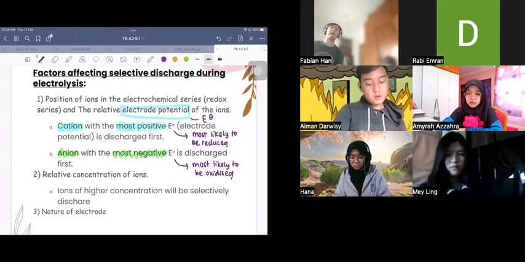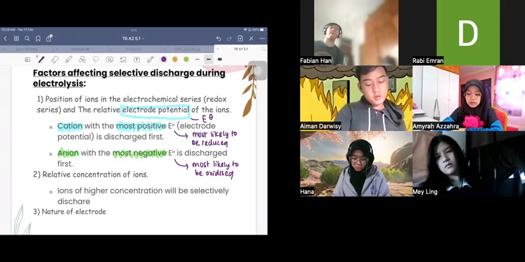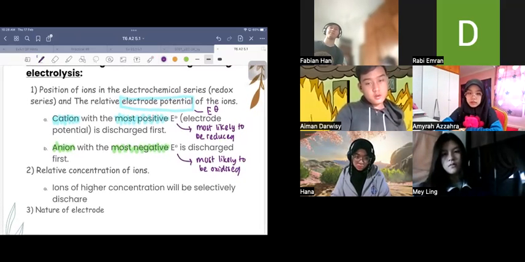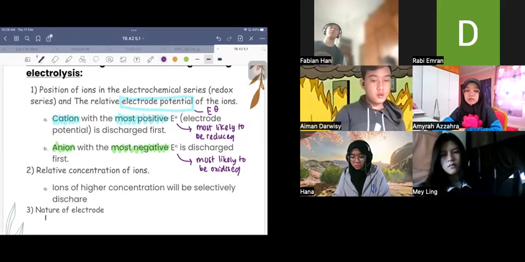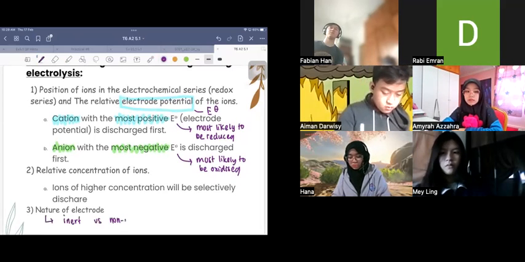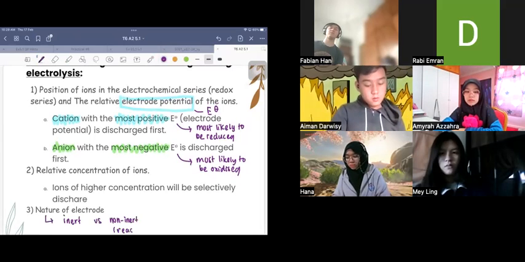The second factor is the relative concentration of ions. For obvious reasons, ions of higher concentration will be selected for discharge. And lastly, the nature of your electrode, where it matters if you use an inert versus non-inert electrode. Sometimes it's called the reactive electrode.